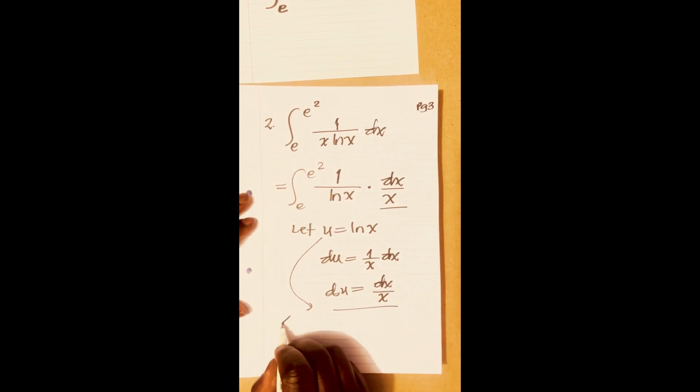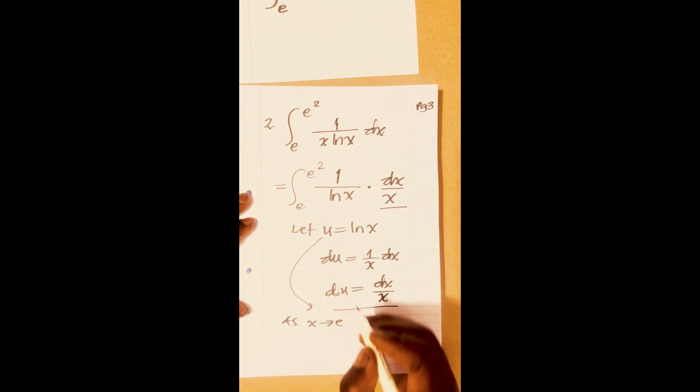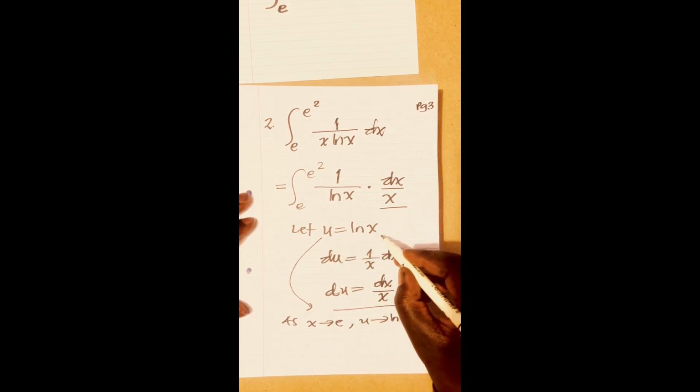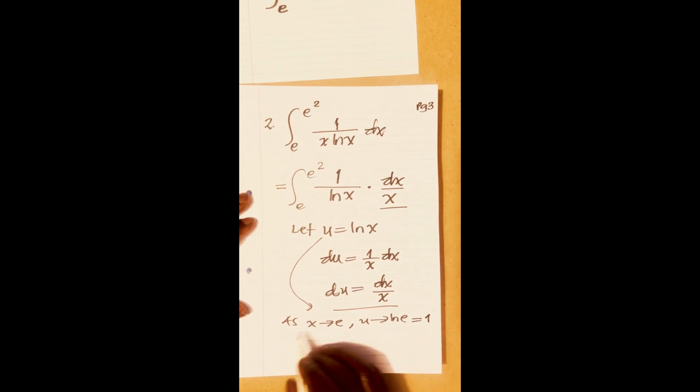So we're going to say as x approaches e, the lower limit, what does u approach? u must approach the natural log of e. We put e in that place. Remember, that's the connection between u and x. What is the natural log of e? The answer is 1.